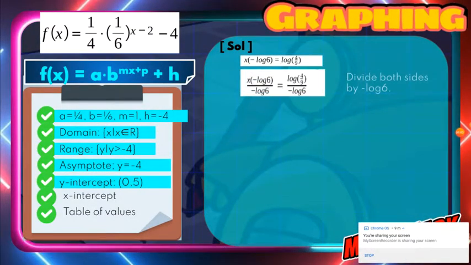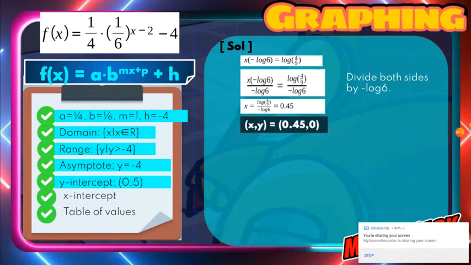And we divide both sides by negative log 6 to isolate x, which gives us an approximate value of 0.45. Writing it in point form, it's (0.450, 0), and that is our x-intercept.